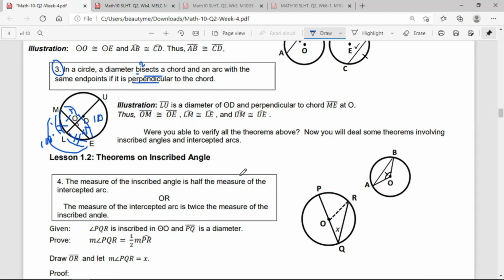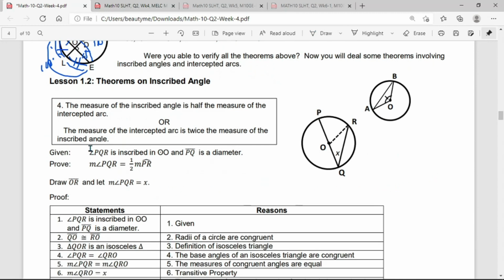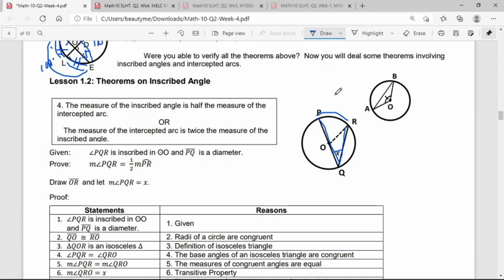Now let's go to the theorems on inscribed angle. Number 4, or the first theorem on inscribed angles, in continuation: the measure of an inscribed angle is half the measure of the intercepted arc. For example, we have here an inscribed angle, and its intercepted arc PR. If the arc measures 100 degrees, the inscribed angle is equal to 50 degrees because the angle is 1/2 of the arc. So that's the meaning of this. Or it means that the measure of the intercepted arc is twice the measure of the inscribed angle.